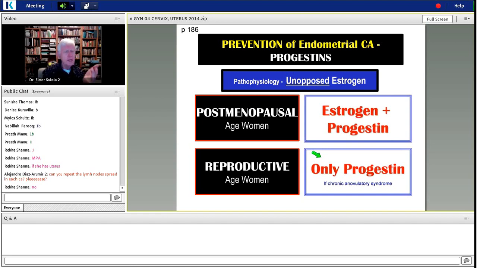Okay, the lymph nodes. The vulvar cancer spreads to the inguinal nodes. The cervical cancer spreads to the pelvic nodes, which are in the broad ligament.